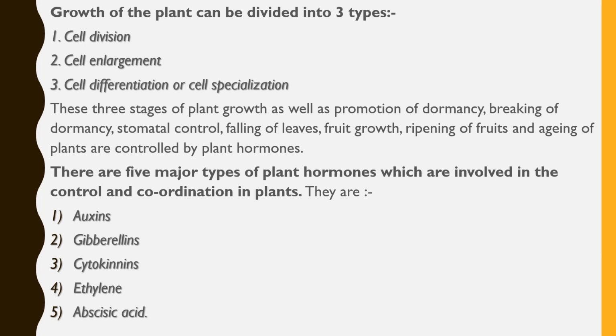These three stages of plant growth as well as promotion of dormancy, dormancy means inactive period, breaking of dormancy, stomatal control, falling of leaves, fruit growth, ripening of fruits, and aging of plants are controlled by plant hormones. There are 5 major types of plant hormones which are involved in the control and coordination in plants. They are auxins, gibberellins, cytokinins, ethylene, and abscisic acid.